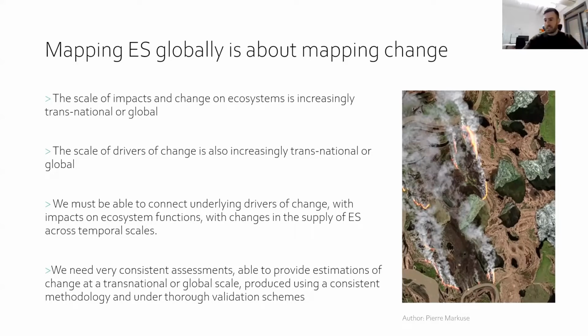If you think, for instance, about bilateral trade agreements between nations and the impact they have across countries, or about the Green Deal or very clearly the Common Agricultural Policy in Europe, these are drivers that create change throughout countries and regions. So if we want to produce results that are relevant in the policy sphere, then we must be able to connect these underlying drivers of change with impacts on ecosystem functions, with changes in the supply of ecosystem services across temporal scales.